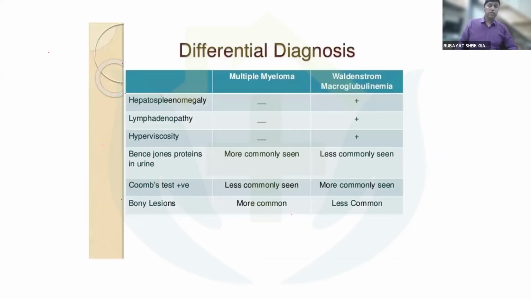So this is another summary of the two conditions, multiple myeloma and Waldenstrom's. In your case, please note whether the patient has hepatosplenomegaly, whether the patient has lymphadenopathy, hyperviscosity. Bence Jones protein is seen in multiple myeloma, bony lesions seen in multiple myeloma. So you will be given enough clues to help you differentiate the two conditions.